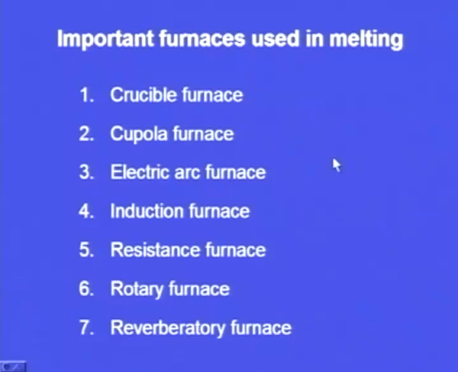And let us see the important furnaces used in melting. One is the crucible furnace, second the cupola furnace, third the electric arc furnace, fourth the induction furnace, fifth the resistance furnace, sixth the rotary furnace, seventh the reverberatory furnace. So, these are the important furnaces and let us see the construction details of these furnaces and how they work. Let us see their working principles, applications and advantages. First, let us see the crucible furnace.